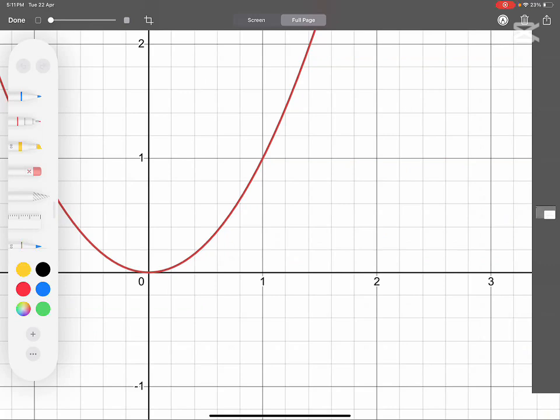Okay, I take a point here. This is A. Let me check a blue color. This is A. And what is the x value? 0.2, and y is something, approximately. Let me check it.